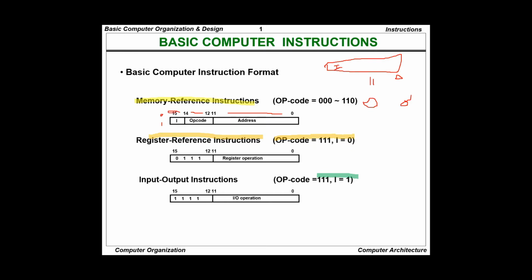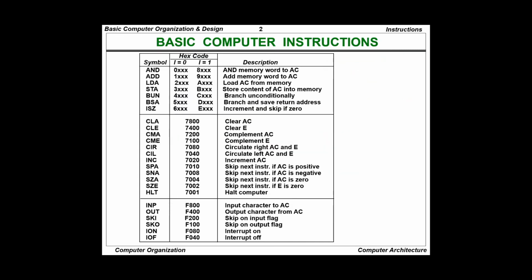So in order to differentiate between register reference and input output instructions, we use I equal to 0 for register reference and I equal to 1 for input output instructions, and the opcode is common for both. The opcode is 111. So how do we differentiate then? For register reference I will be 0, and for input output I will be 1. So these are the basic computer instructions we have.